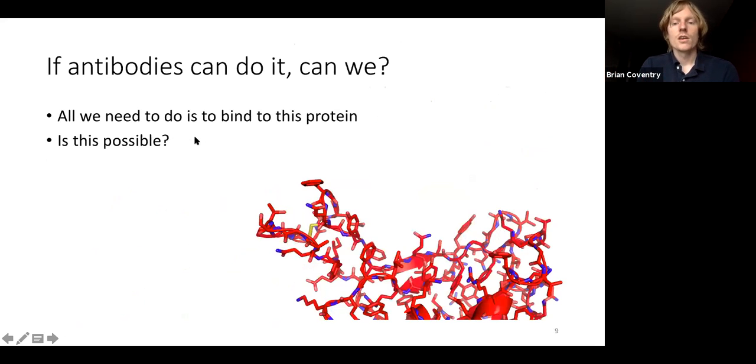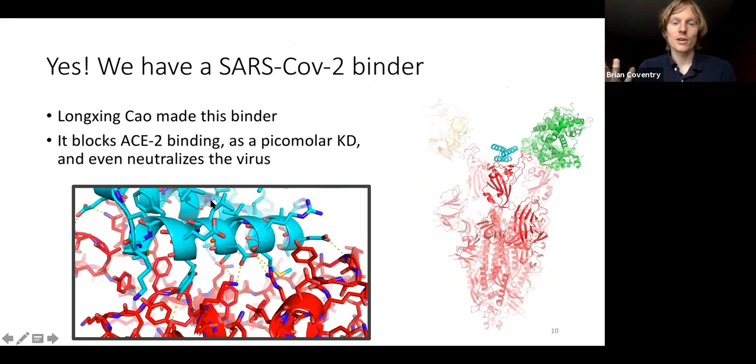And so, one of the questions we had was, well, if antibodies can bind to this site, can we bind to this site? All you need to do is make a binder. It should be straightforward. And yes, turns out we can make a binder. And I'll point out this was mostly Longxing, but we made the method and then Longxing made the binder. And here we have yet another thing that binds to the spike protein. So we have a paper on this. It came out several months ago.